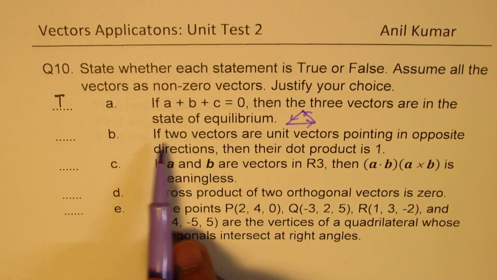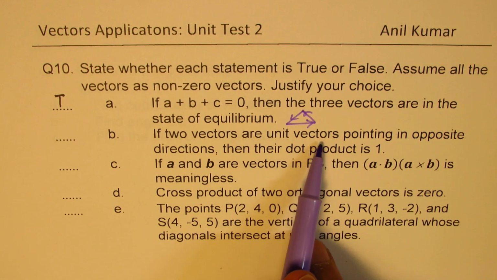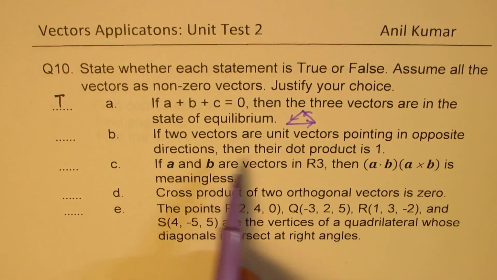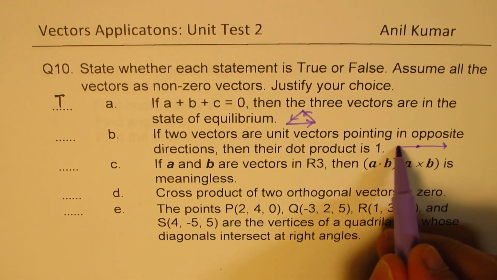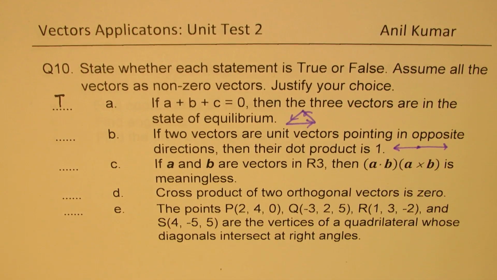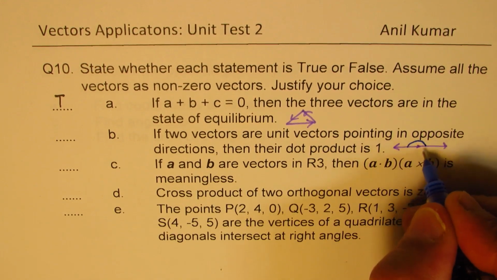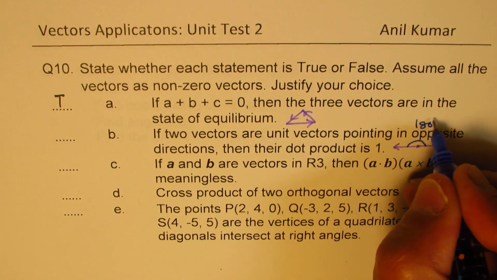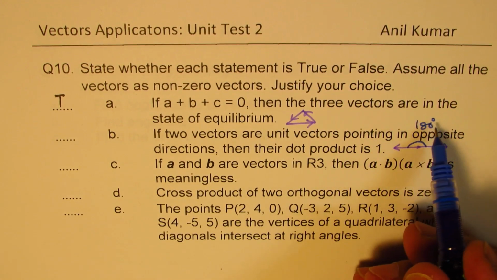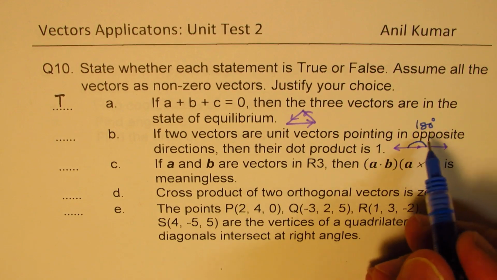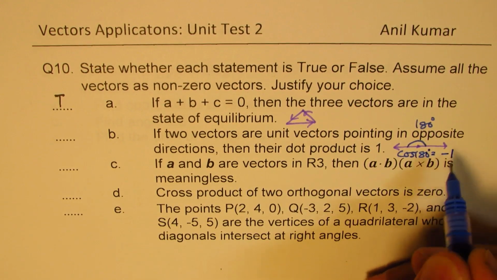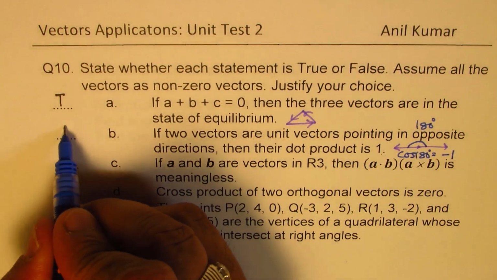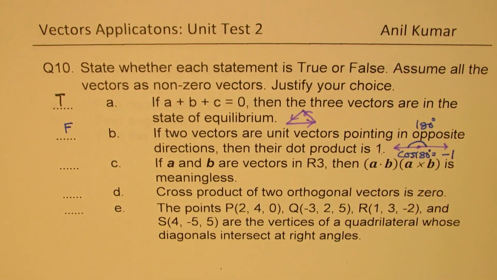Okay. If two vectors are unit vectors pointing in opposite directions, then the dot product is 1. Well, if we have one vector like this, one vector like that, in that case the angle between them is how much? It is 180 degrees, right? And cos of 180 degrees is minus 1. So this is not 1 but negative 1. So this statement is false.